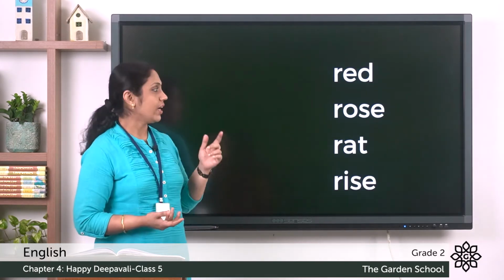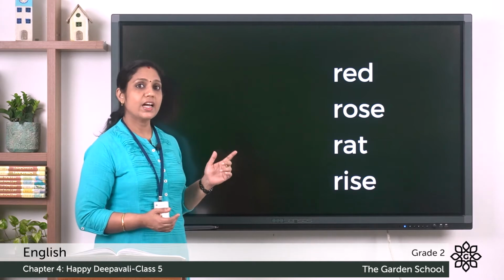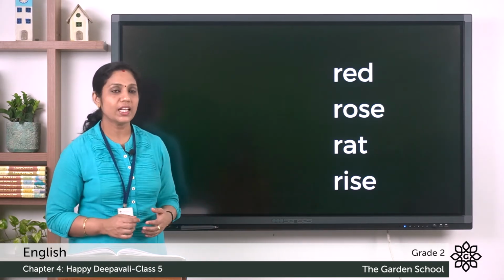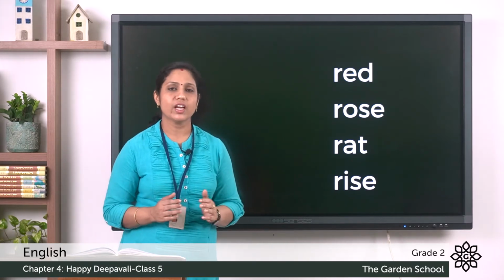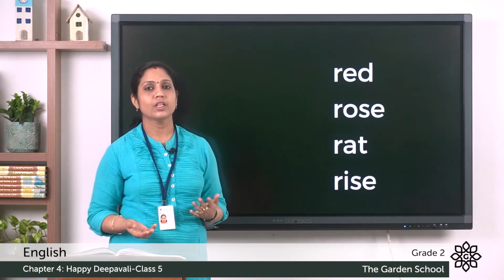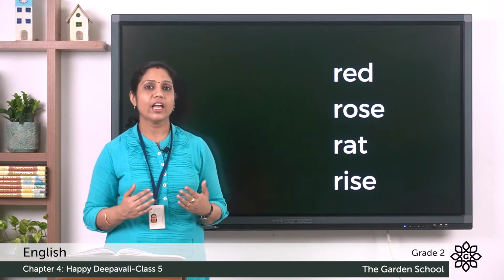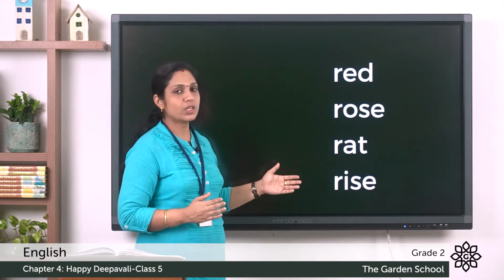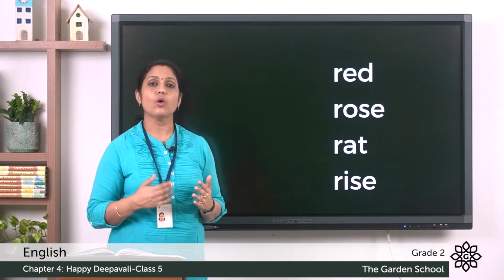What are the words? Red, rose, rat, rice. These words begin with the letter R. So how can we arrange this in the alphabetical order? When such words come, we have to look at the second letter because the first letter of all these words is the same. It is R.